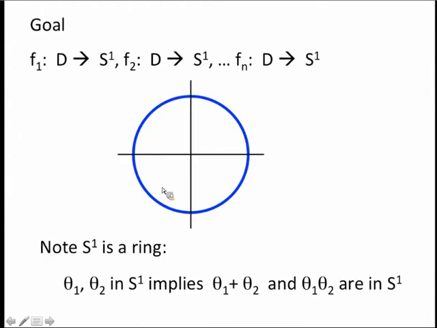What we want to look at is projecting onto S1, because we know that data has holes, and so having some of our component functions projecting onto circles might give us a better representation of the data. We will use the fact that a circle is a ring, so we can multiply two angles, or we can add two angles together, and we would still have points along the circle. Any questions so far?